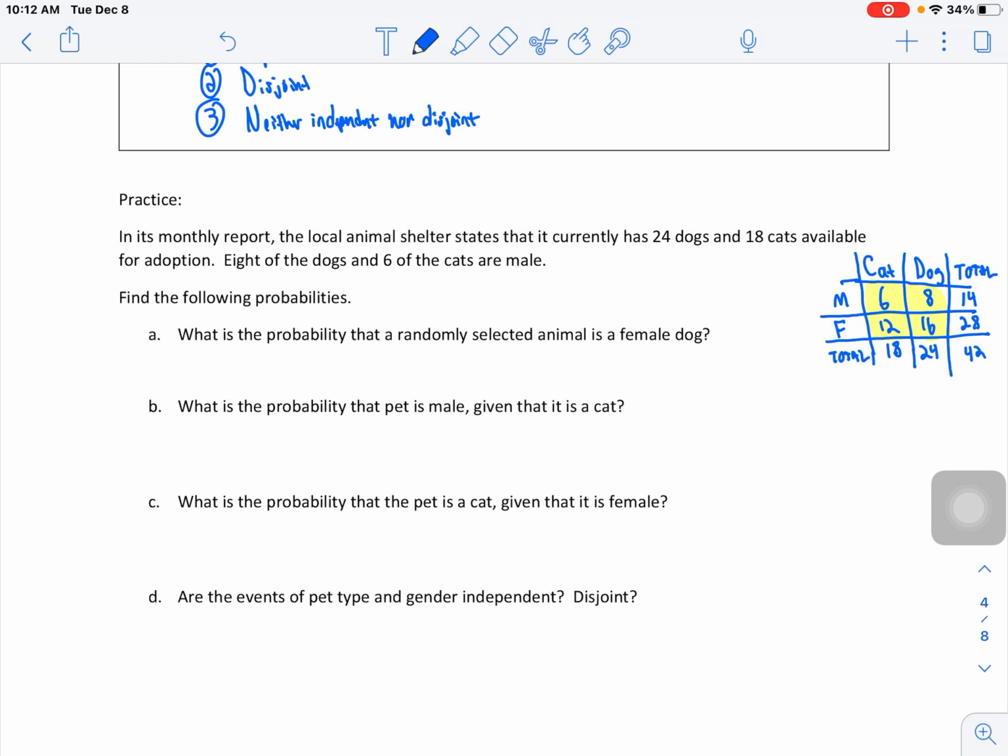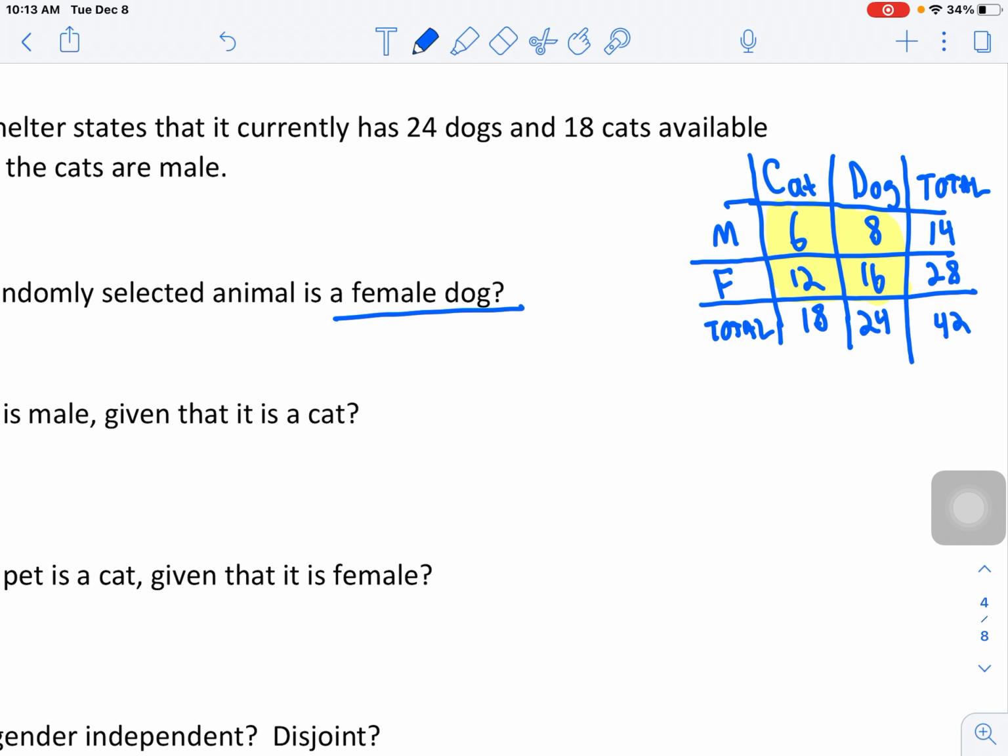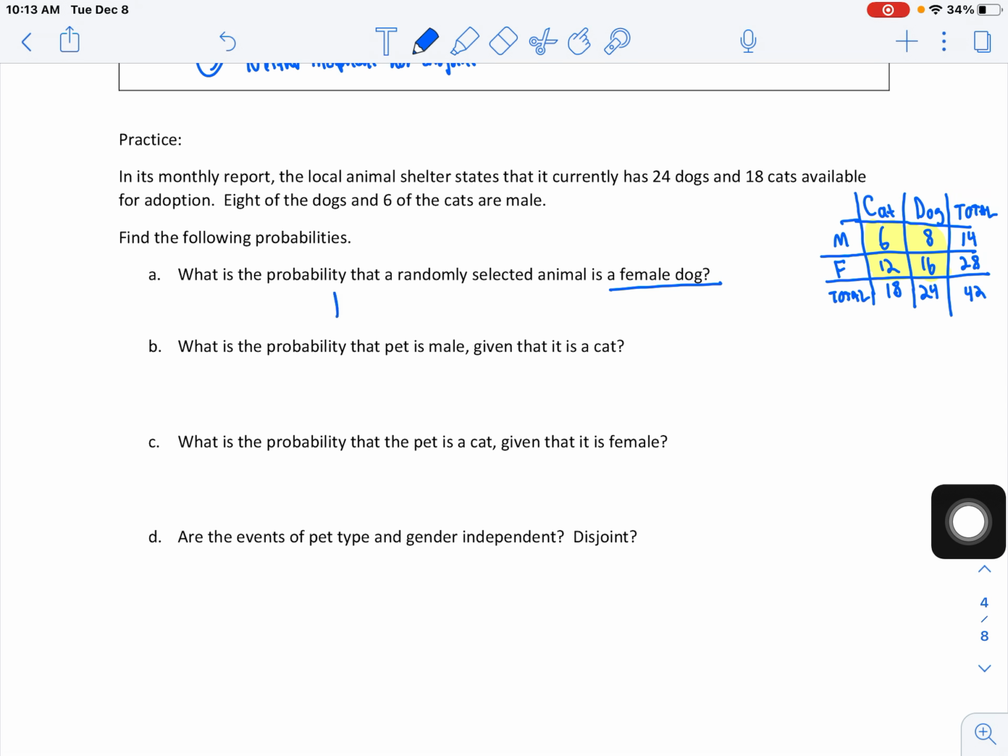All right, so now that we've made our two-way table, let's see if it helps us with these questions. Question A says, what's the probability that a randomly selected animal is a female dog? So we're looking to see for female dogs. We have 16 female dogs out of all the animals, 42. All right, and if I did this in my calculator, it's about 0.381.